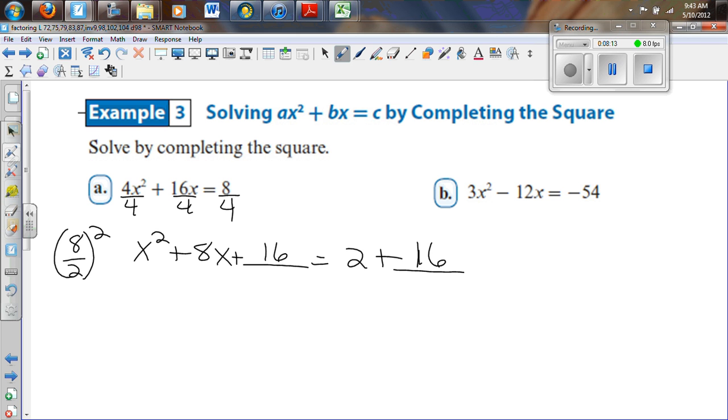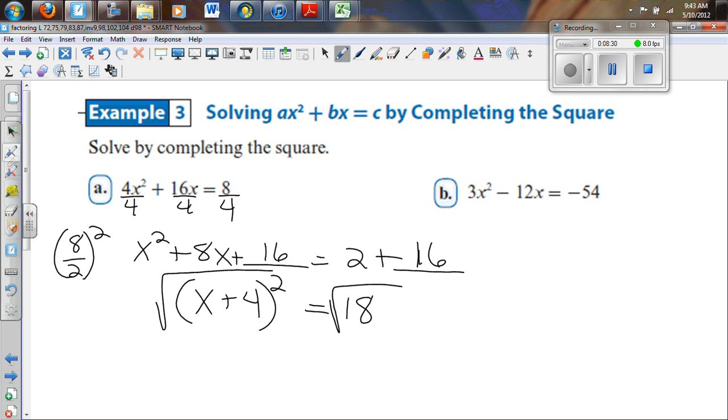And then I have x plus 4 squared equals 2 plus 16 is 18. And then I'm going to take the square root of both sides. And notice this, is square root of 18 a perfect square? It is not. So I have x plus 4 equals positive and negative square root of 18.